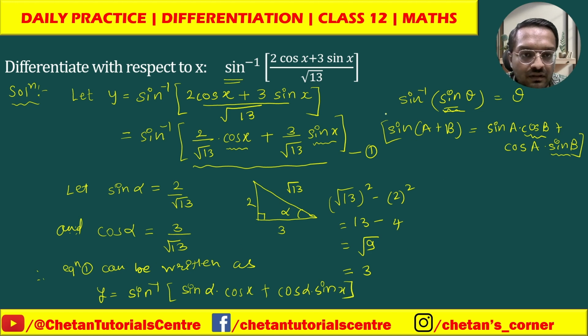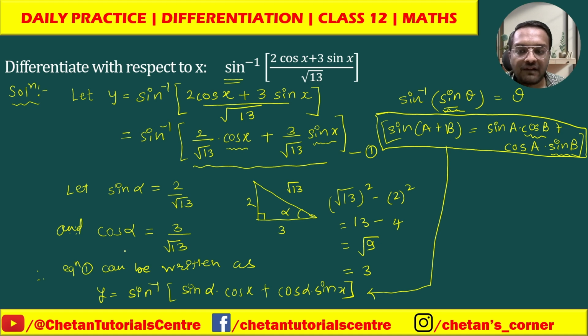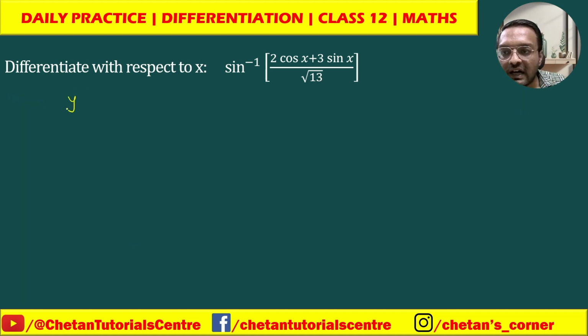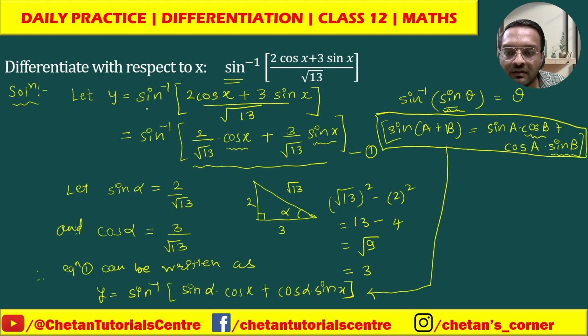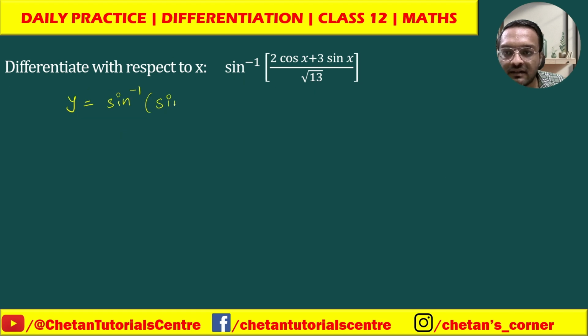Now I will use this formula in this step, and then I will get y is equal to sine inverse of sine (alpha plus x). So in this way, I have reduced this bracket into sine of (alpha plus x). Now this sine inverse and sine will get cancelled. Then what will remain is alpha plus x, which is a function of x.